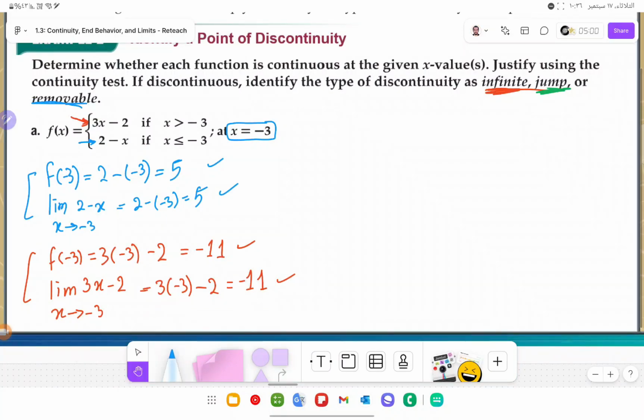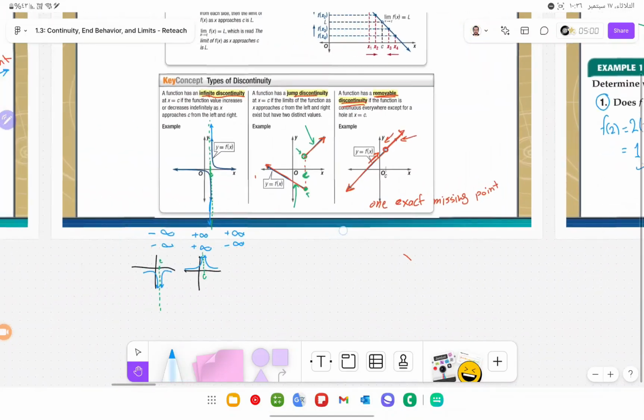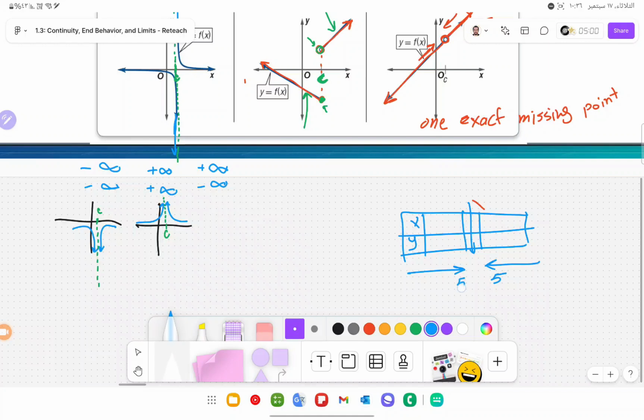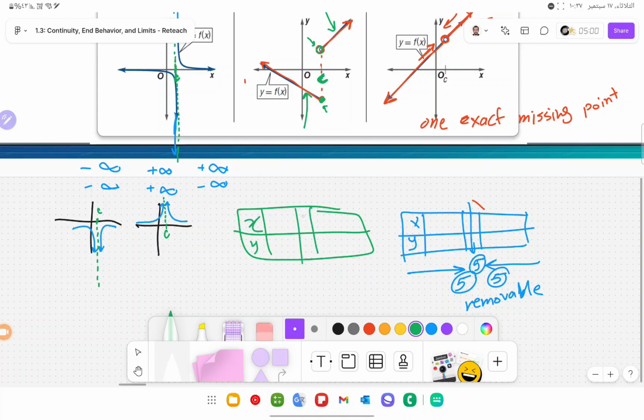Okay, let's go back here to the discontinuity. Let me tell you this. If you make the table, let's make a table of x and y. Now this one will be the value that you need to test. If the value from the right is equal to the value from the left, so if this one is 5 and this one is 5, both of them are approaching one value, so we call this one removable discontinuity.